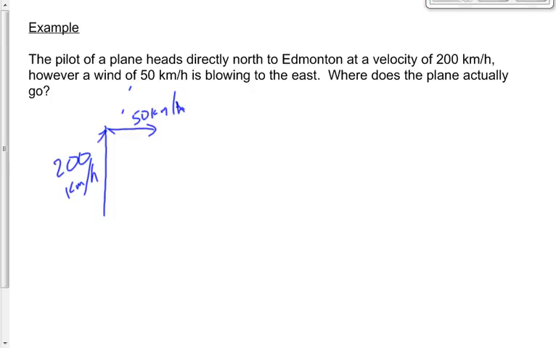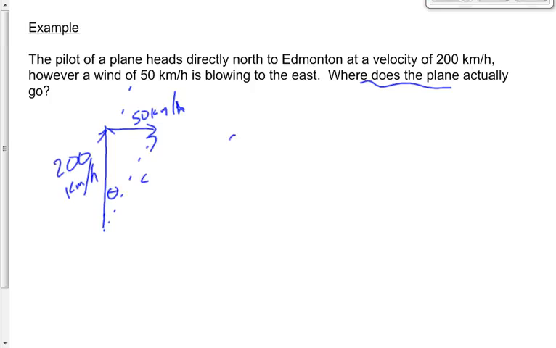Now my resultant vector, which is where I actually end up going, which is what I'm trying to find here, right? Basically the velocity relative to the ground, is a dotted line. And the dotted line goes from start to finish, the resultant vector. Where do I end up going? Well, let's find this angle and let's find the hypotenuse here.